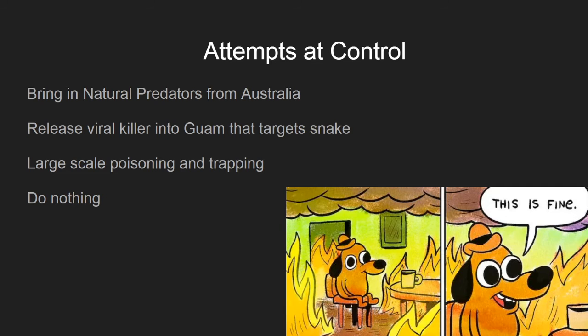So, which means we come down to the other three possibilities. How do we control this? Do we bring in some native predators? Do we introduce another species in hopes that that species will control the brown tree snake population? Do we release some sort of disease into the population in hopes that because there are so many of them, it will spread rapidly and kill them? Or do we try to eradicate by shooting, trapping, poisoning? Well, Guam looked at all three of these.